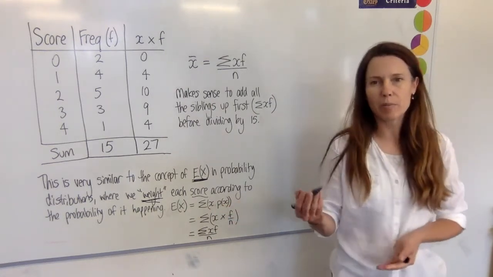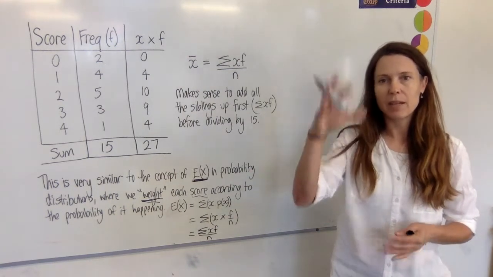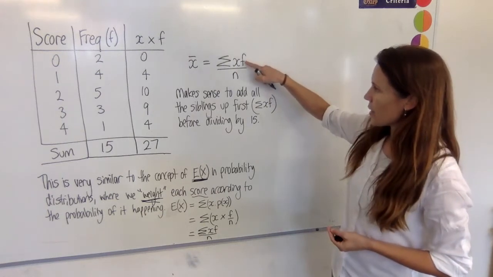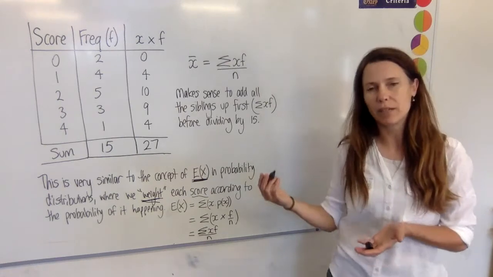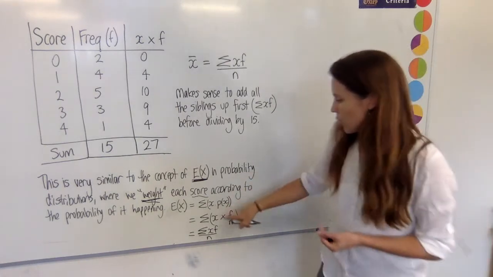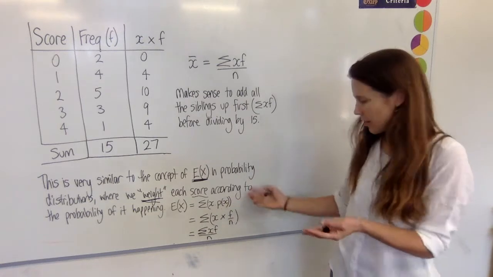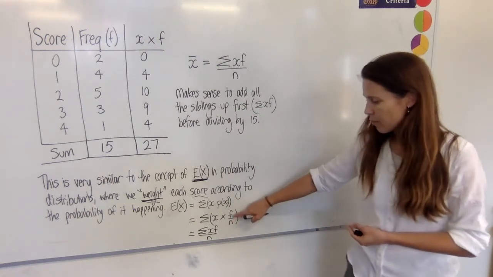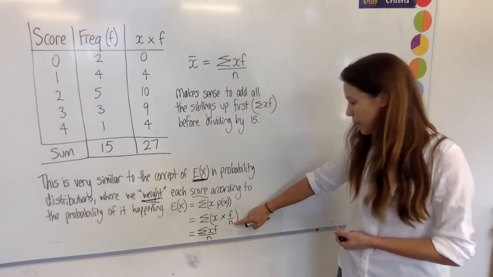Now, how do you work out the probability of something? Well, it's a fraction, isn't it, of how many times it happened out of how many times there were in total. So what we're doing here with our frequency divided by the total number of scores is actually effectively the same thing. You can see here that if we take the sum of x times the probability, that's the same as taking the sum of x multiplied by the frequency of it happening over how many total things happened.